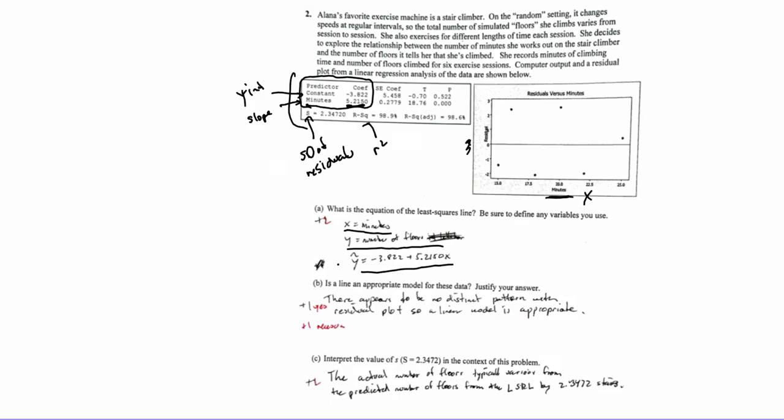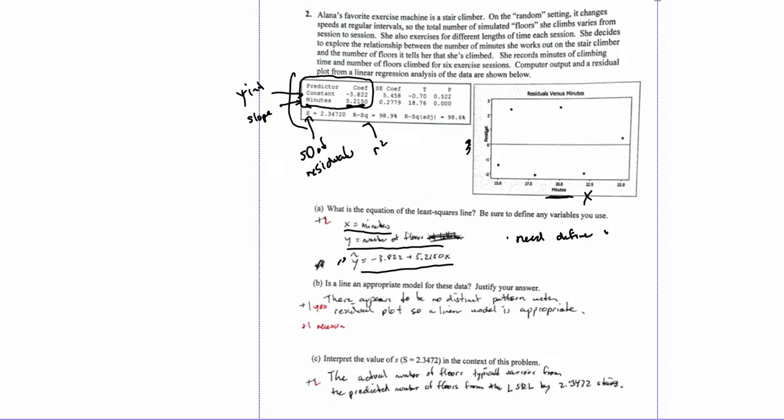Make sure you have your y hat. So once again, what do you need when you're writing the equation? You need to define variables. You need y hat, or your predicted y hat. Identify that. And then finally, you need an equation.